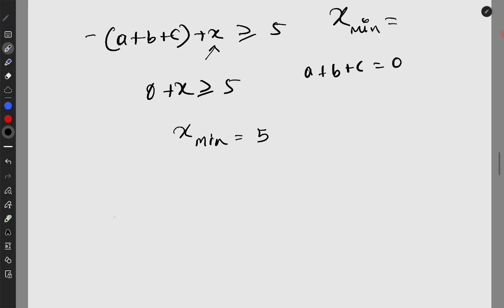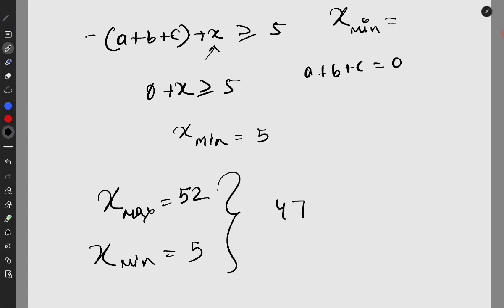So they were looking for the difference between the maximum and minimum value. x maximum was 52, x minimum came out as 5. So the difference between x maximum and minimum will be 47. So the answer to this question will be 47.